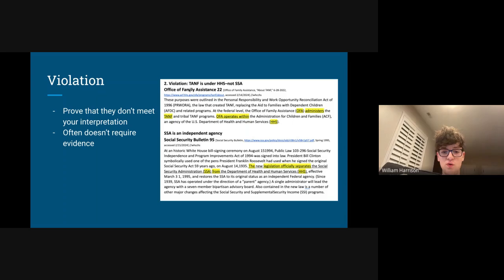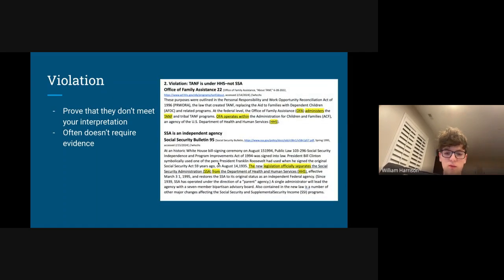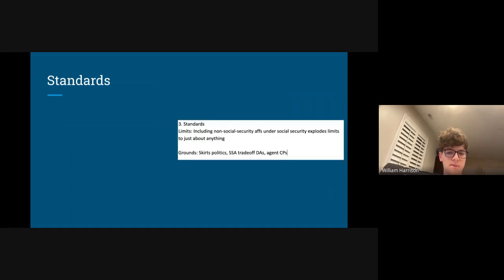This one actually took two cards. We had to say that TANF is under HHS and that Health and Human Services is separate from the Social Security Administration. So this is your violation. They don't meet the interpretation, so they're doing something wrong.